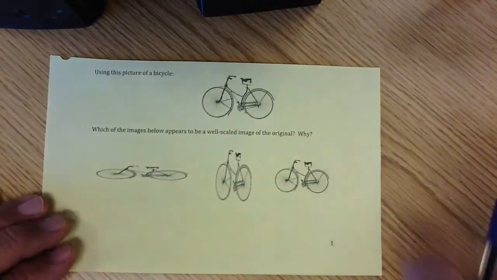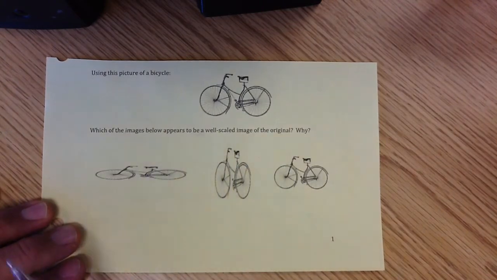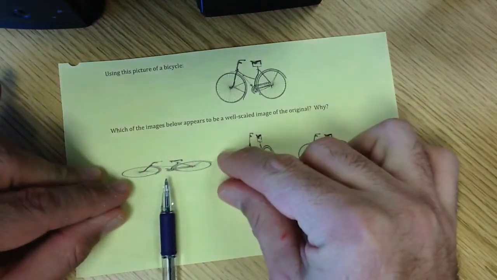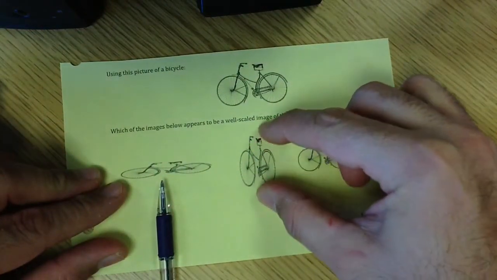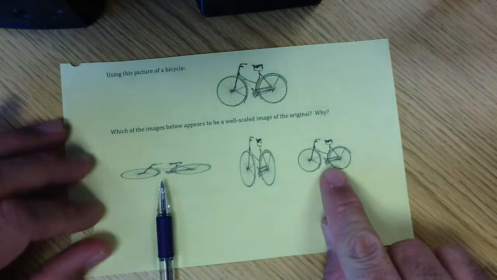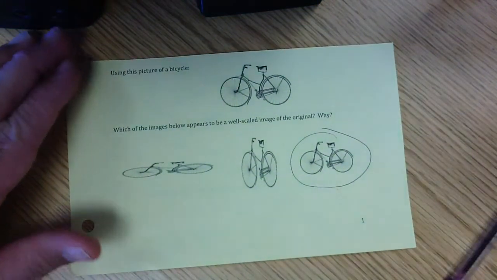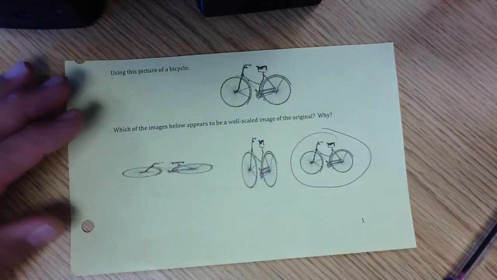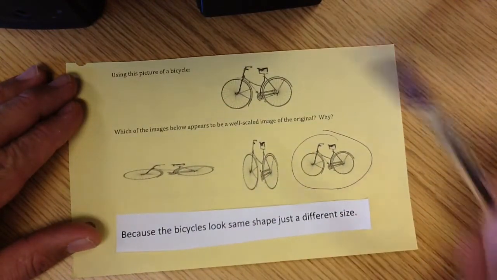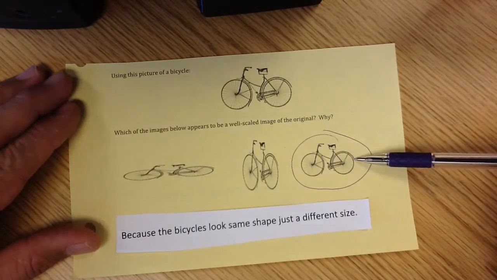The next one is a bicycle. Using this picture of a bicycle, which of the images below appear to be a well-scaled image of the original, and why? This one looks distorted. It looks like it was stretched out this way. This one was distorted because it was elongated or made taller. And this one right here looks as though it would be the best scaled image of the original, and that is because the bicycles look the same shape, they're just a different size. So if we look at this one and this one, the bicycles are the same shape, this one is just a little bit smaller.